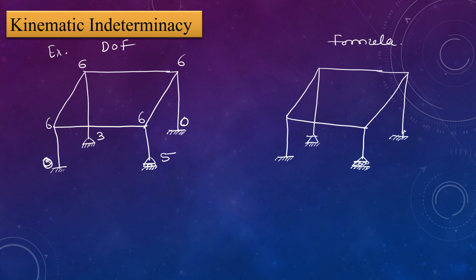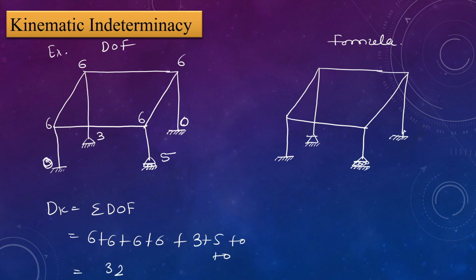Add all the degrees of freedom. Dk equals the summation of degrees of freedom: 6 plus 6 plus 6, plus 6, plus 3, plus 5, plus 0, plus 0. This is equal to 32. So the degree of freedom Dk equals 32. Then we solve with the help of the formula.